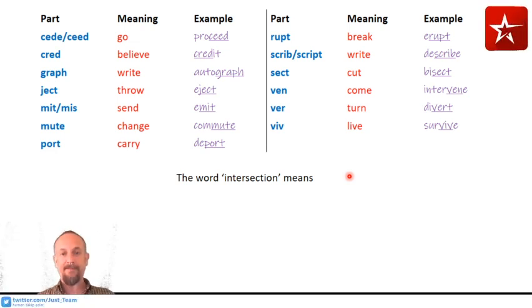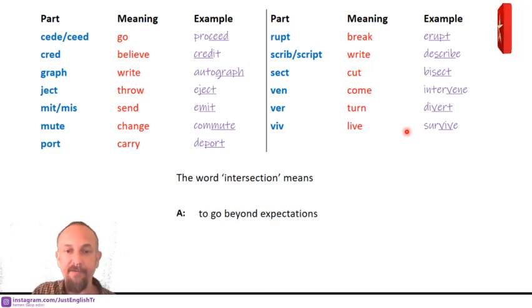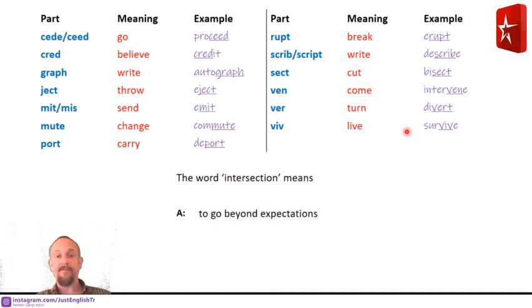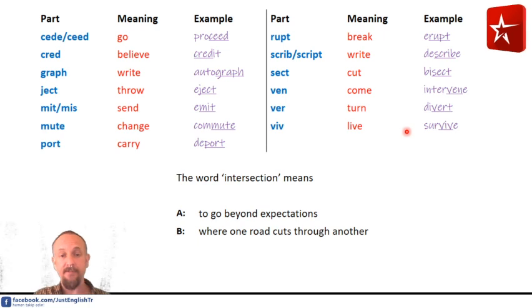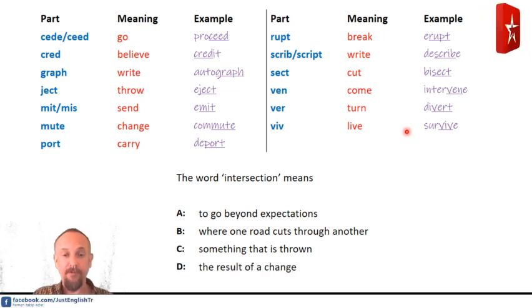Okay, so let's go to the next word. The word intersection. Okay, so we've got our clues up here. These are all our clues. So let's go through the options. We have A, to go beyond expectations, what we expect. B, where one road cuts through another. We have C, something that is thrown. Or we have D, the result of change.